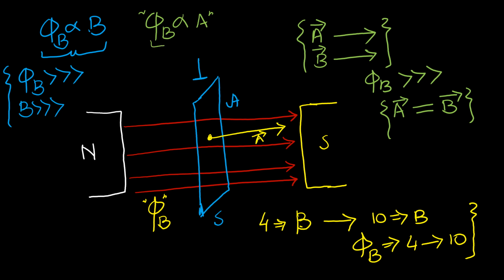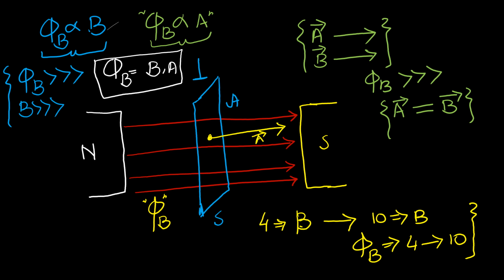If we combine both these, magnetic flux is directly proportional to the magnetic field, and magnetic flux is directly proportional to area, so we get that magnetic flux phi B is equal to B dot A. Dear student, the term B dot A is a scalar product, which means that magnetic flux is a scalar quantity.